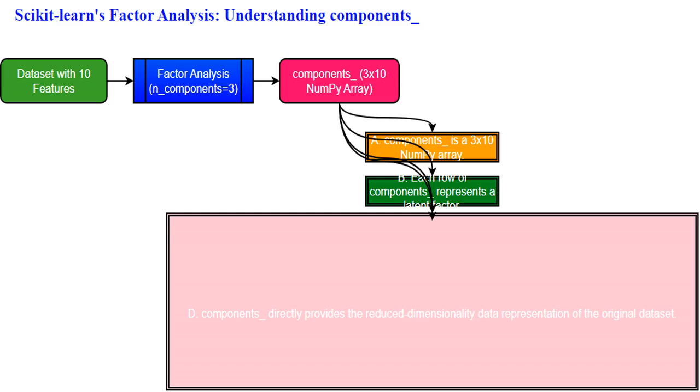This is false. The components attribute doesn't give you the new, reduced dimension data points themselves. Instead, it provides the loadings or the weights that show how much each original feature contributes to each of the 3 new components. To get the actual lower dimensional data, you need to apply a transformation using the transform method on the original data. Think of it like this. Components gives you the recipe, but transform actually cooks the dish.